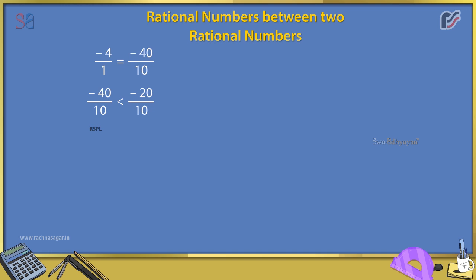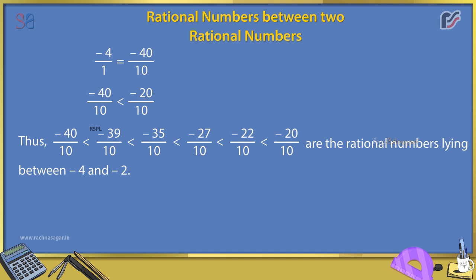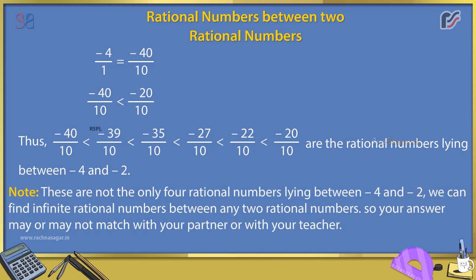Minus 40 by 10 is lesser than minus 20 by 10. Thus, minus 40 by 10 is less than minus 39 by 10, which is lesser than minus 35 by 10, which is lesser than minus 27 by 10, which is lesser than minus 22 by 10, which is lesser than minus 20 by 10. These are rational numbers lying between minus 4 and minus 2. These are not the only 4 rational numbers lying between minus 4 and minus 2. We can find infinite rational numbers between any 2 rational numbers. So your answer may or may not match with your partner or with your teacher.